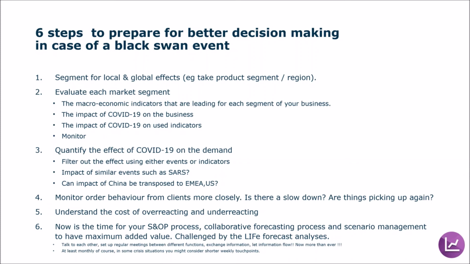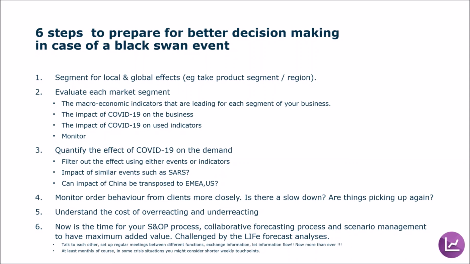The third step should be to quantify the effect of the virus on your demand. So you want to filter out the effect of the virus, either by using events or including indicators. This can mean that for existing customers, your models might need recalibration based on the coronavirus. You could try to look at the impact of similar events in the past. For example, in China, there has been a similar outbreak of a coronavirus, which has led to similar symptoms, actually. And you could try to mitigate the influence of China to the US and to the EMEA region.